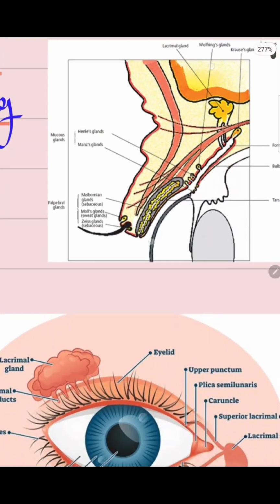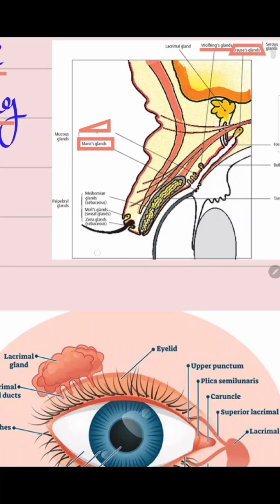Here we'll see the glands of Manz and the glands of Henle. The gland of Manz is present in the limbal conjunctiva, and the gland of Henle is present in the tarsal conjunctiva. Then we have the glands of Krause and the glands of Wolfring.